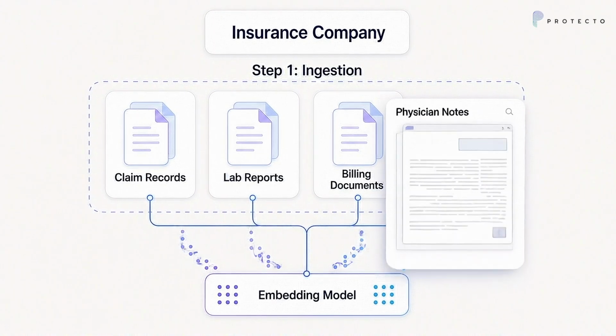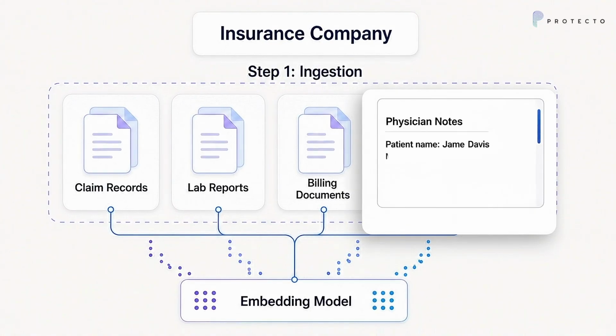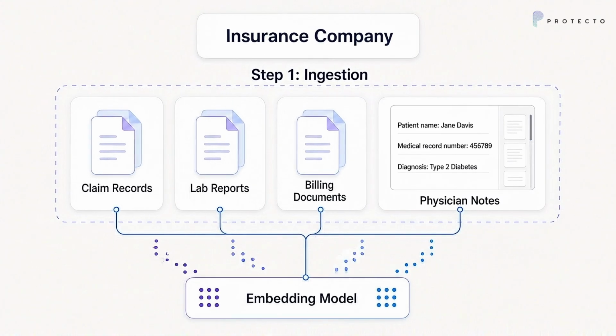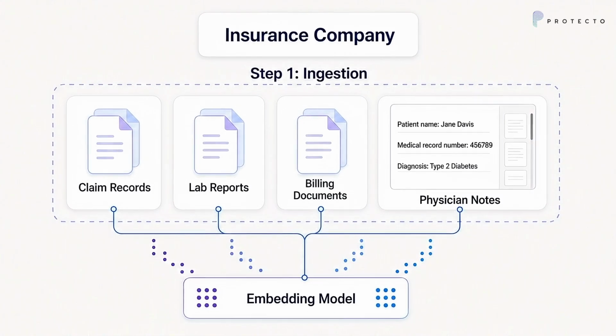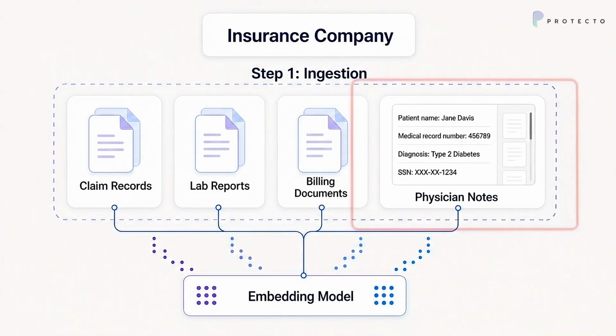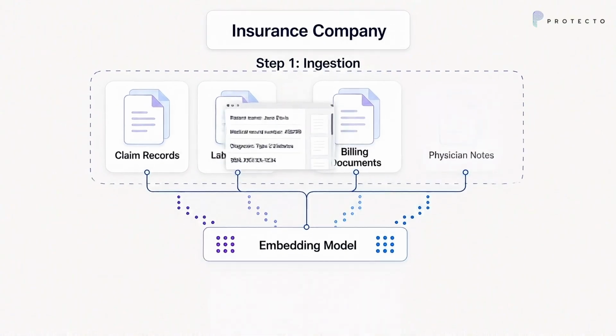The problem is what goes in. The documents entering that pipeline still carry the original patient information, Jane Davis's name, her medical record number, her diagnosis, her social security number. If it's in the file, none of it gets protected on the way in. It gets embedded, indexed, and stored exactly as it was written.